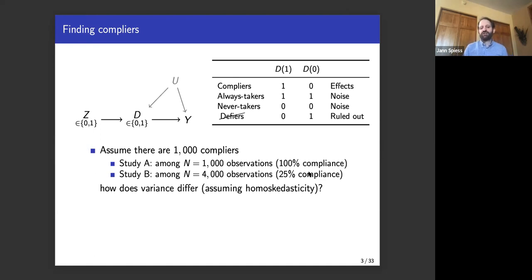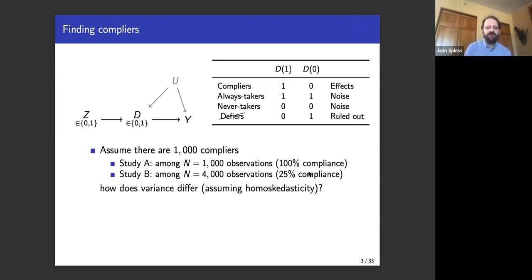In this case, I don't actually have a heterogeneity problem, and I could simply estimate the effect of the treatment on the outcome by comparing people assigned to treatment versus those not assigned to treatment. Then I have a second study where I instead assume that there are also always takers and never takers. And those 1,000 compliers are among a total of 4,000 observations, so that the compliance rate, the probability of responding to the instrument, is only 25%.